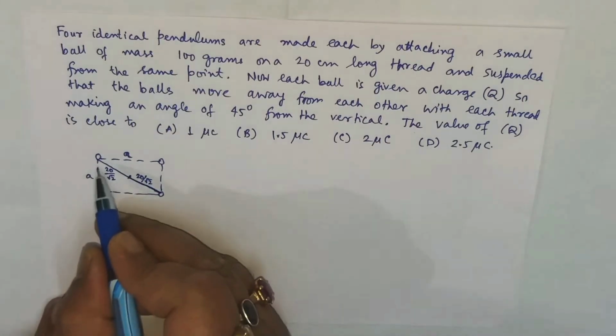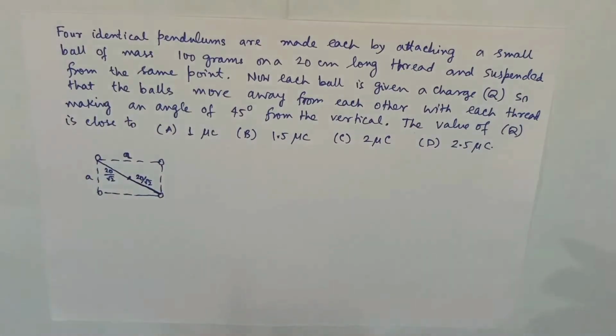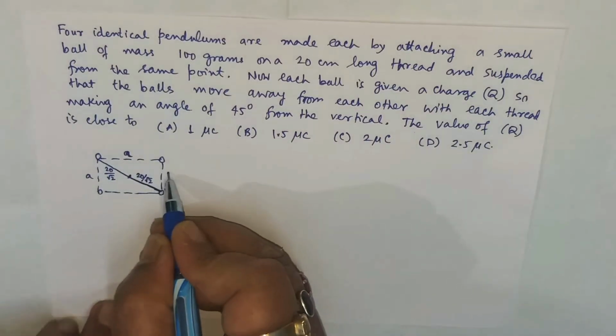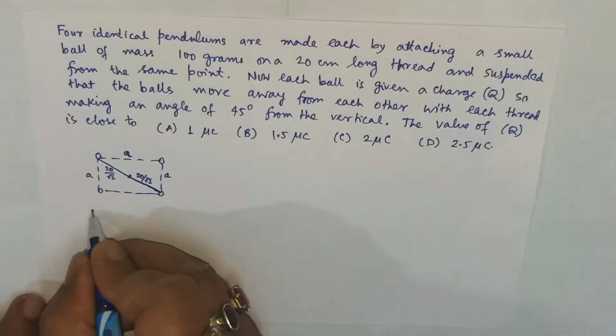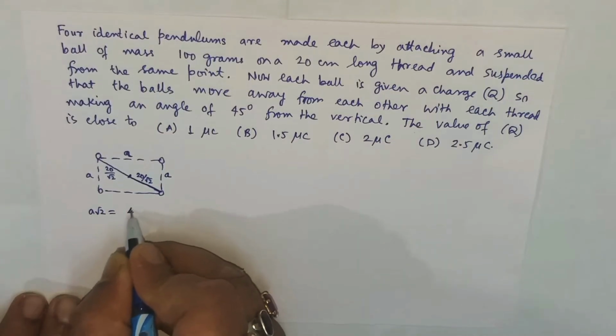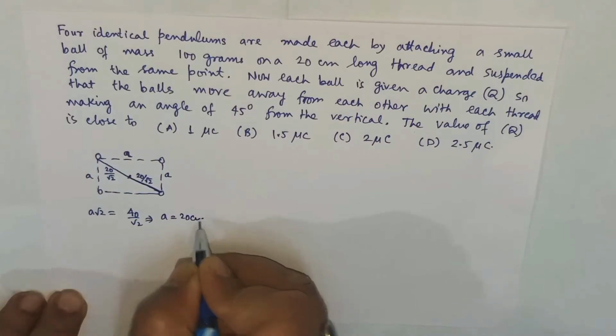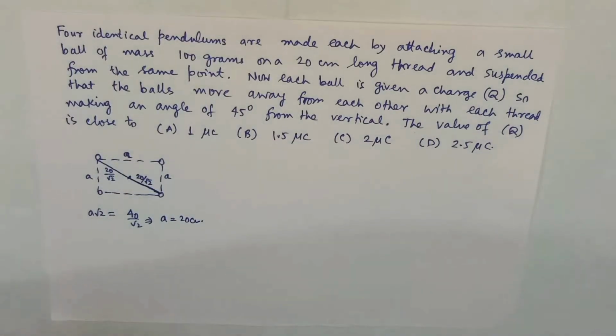Hence, the diagonal of this square is 40 by root 2 centimeters. And if I assume that each side is a, then we can say that a root 2 will be equal to 40 by root 2, which gives a equal to 20 centimeters. Now this is the square, the placement of these balls which are charged.